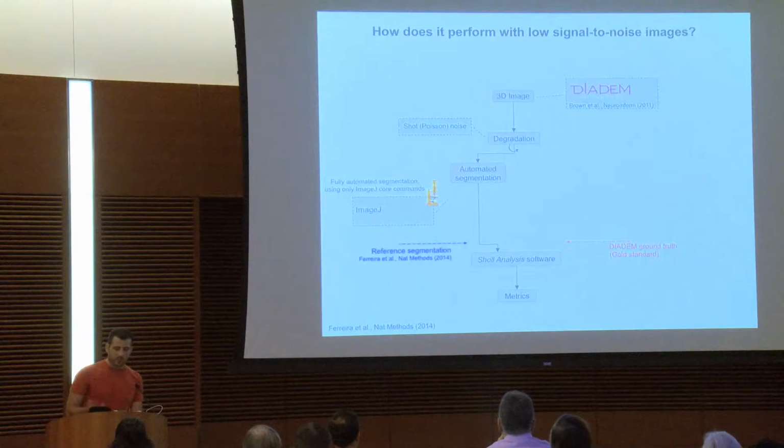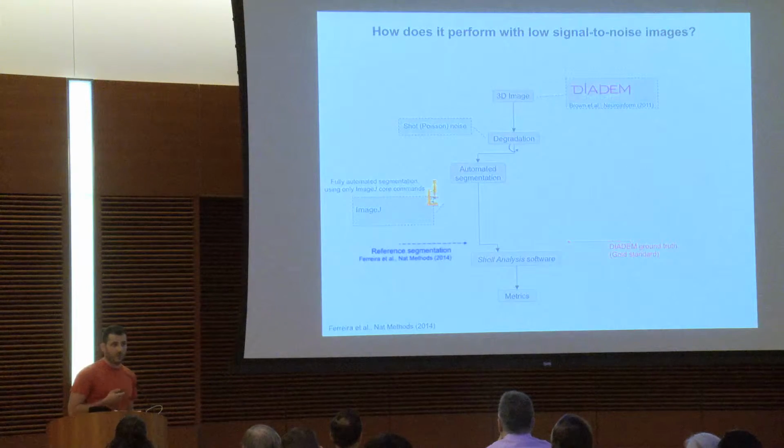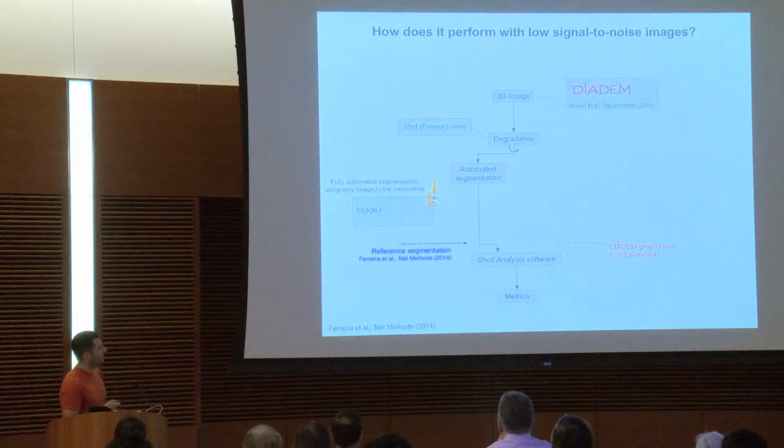But what about images that are not as perfect as that one? What about images that have low signal-to-noise ratio? The way we decided to do this experiment was to take an image that would be available to everybody so that everybody could replicate this data. We decided to use a data set from the DIADEM challenge, which I'll tell you a bit more about later. The importance here again is that these cells are very well annotated, publicly available, and associated with the ground truth tracing that we can use for comparisons.